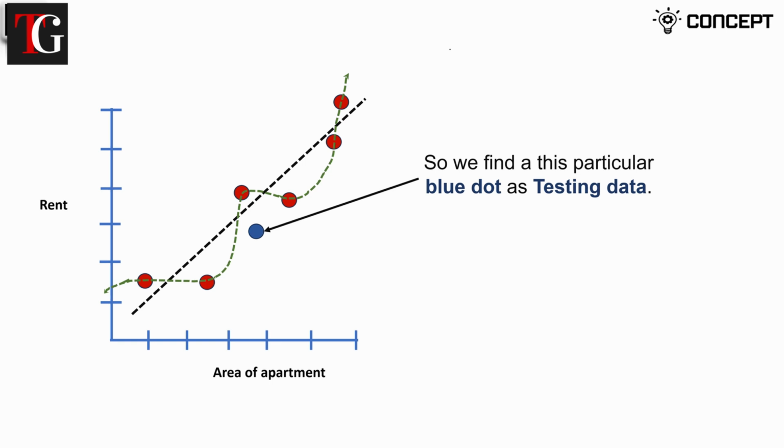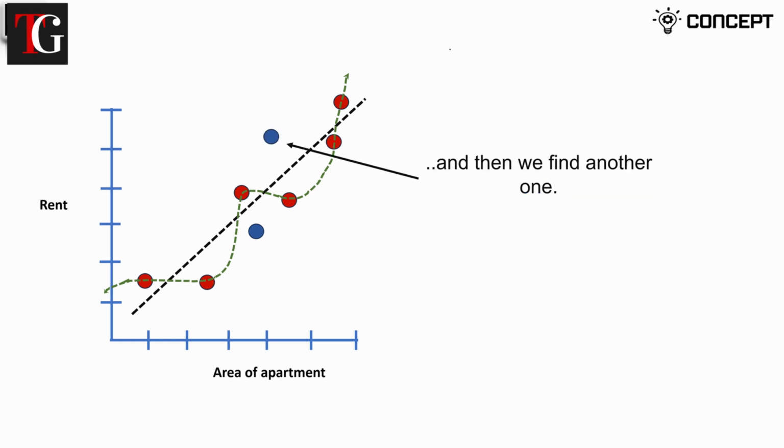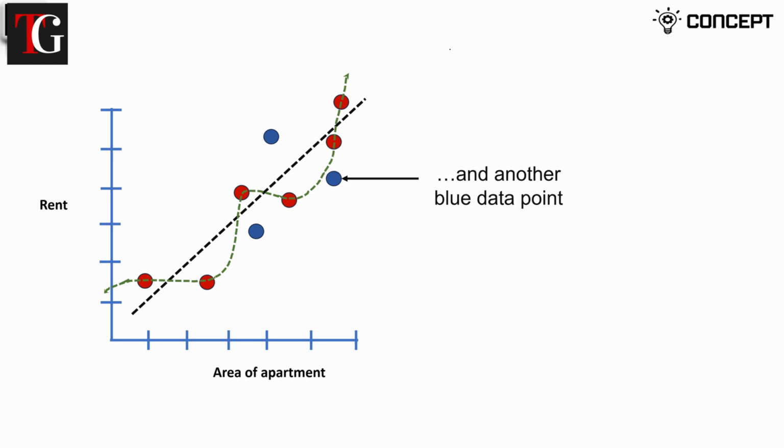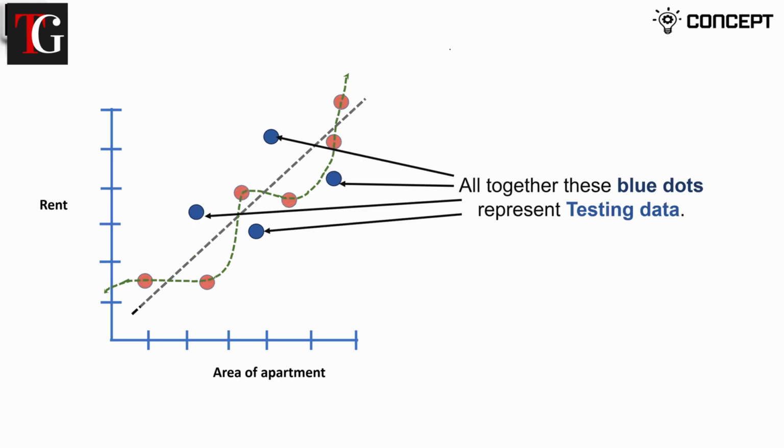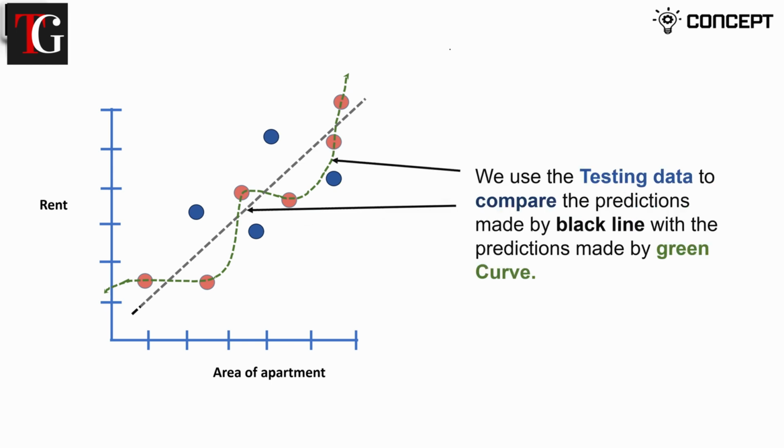So we find a particular blue dot as a testing data, and then we find another one, and another blue dot, and another one. All these blue dots represent testing data. We use testing data to compare the predictions made by the black line with the predictions made by the green curve.